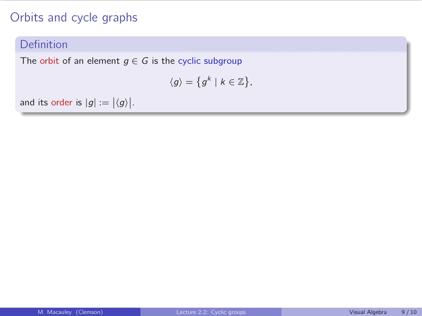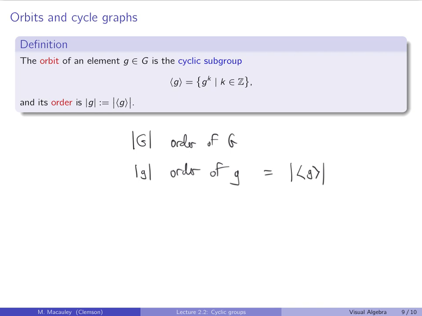Now remember that the order of a group, for which we use absolute value symbols, is just the size of the group as a set. We also want to talk about the order of an element, so we'll use the same symbol. So this is the order of little g, and by definition, we're going to say that it is the order of the subgroup generated by g, or the order of the orbit. So it's how many distinct powers of g we have.